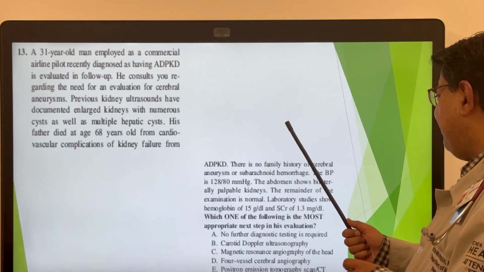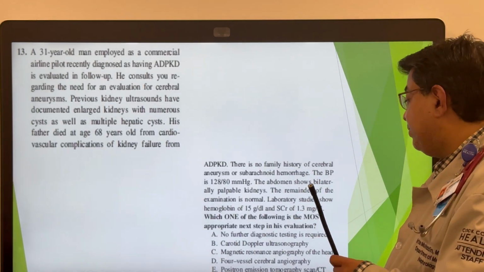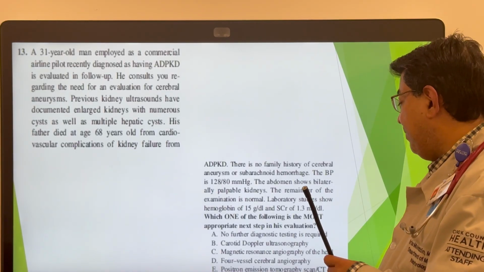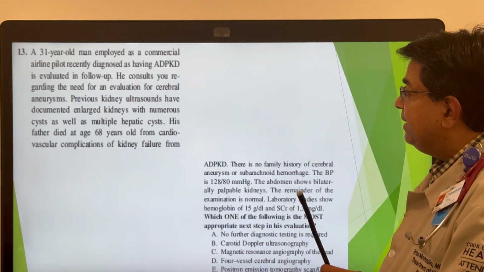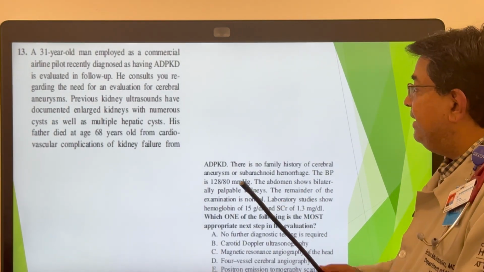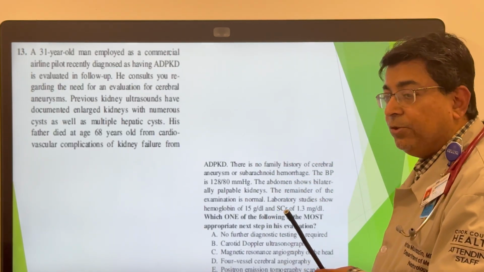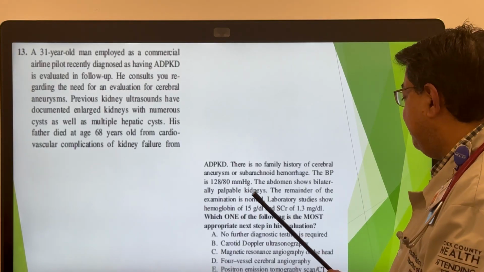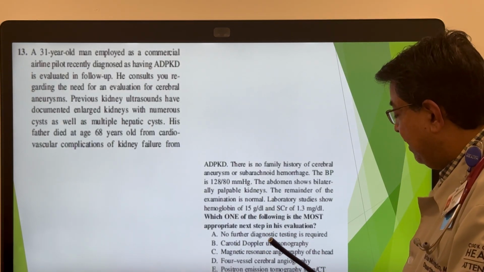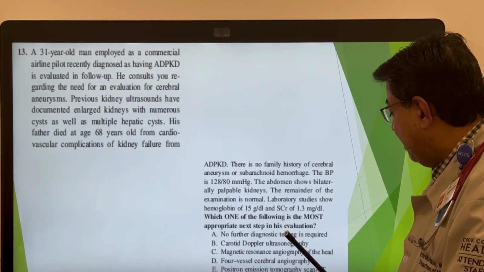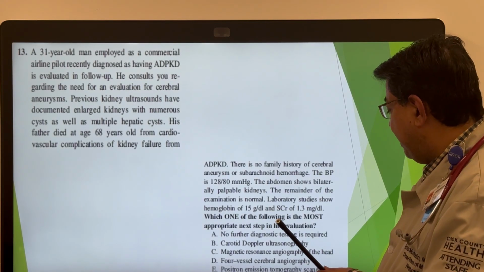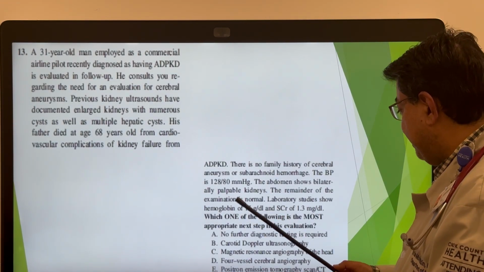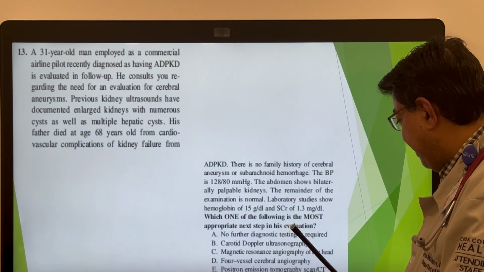If he does not have a family history of cerebral aneurysm, should you still do an MRI? In this patient, he's a commercial airline pilot, so yes, MRI is still indicated, and MRI is the best way to assess for cerebral aneurysm, so the answer is magnetic resonance angiography. Next slide.